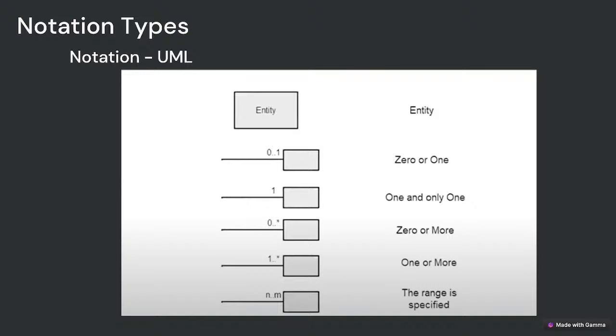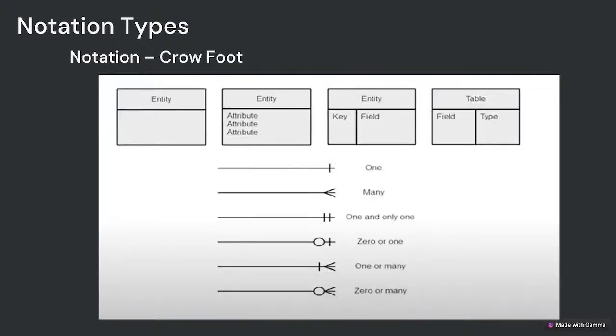The other one we have is UML, but the one we focus on is the crow's foot notation. It's a way of showing the connection between two or more tables inside a database. Right? So this is how you use the crow's foot notation. This line shows the connection between two entities. This one is one, many, one and only one, zero or one, or zero or many. We should talk about this when we start doing our example.